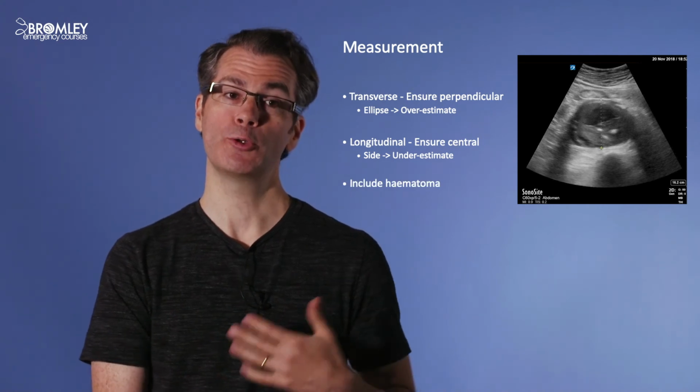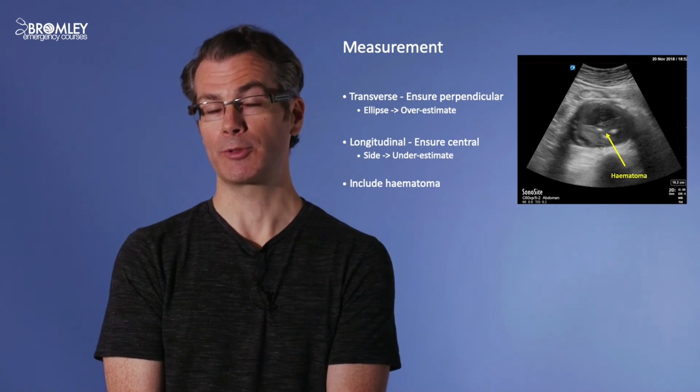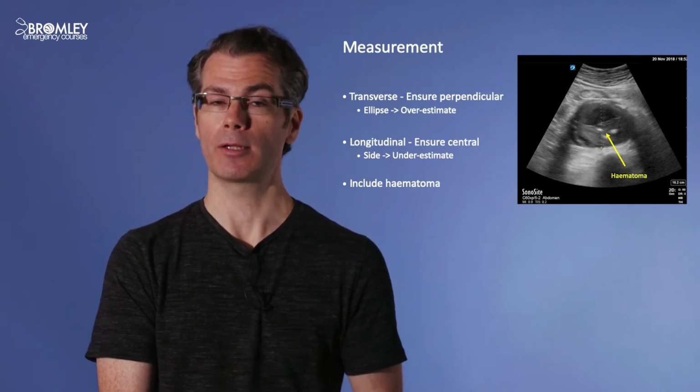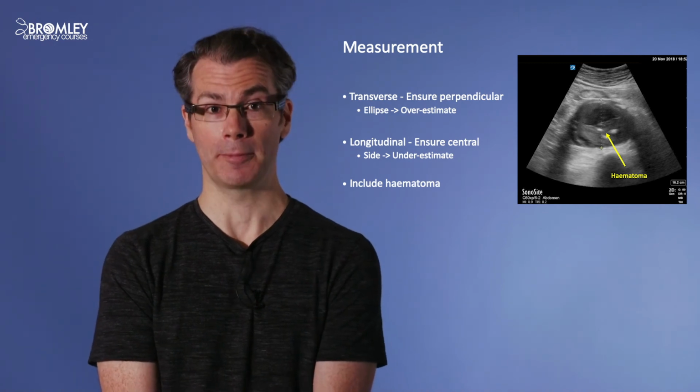And finally, include any hematoma in your measurement. So in this image, there is a large hematoma, and you can see if we did not include that in the measurement, we would grossly underestimate the size of the AAA.